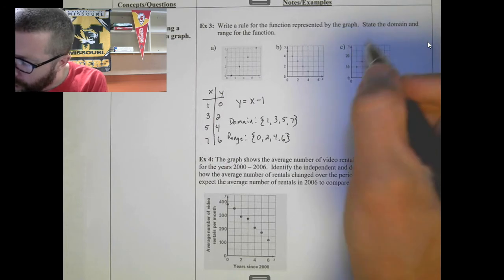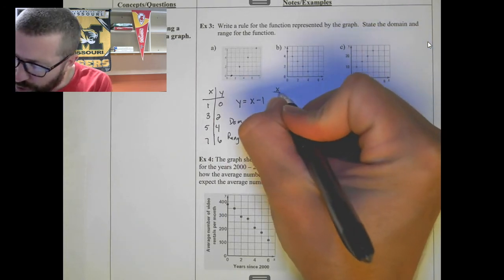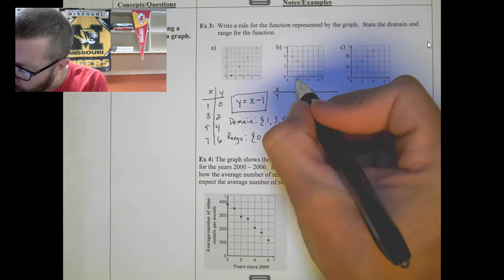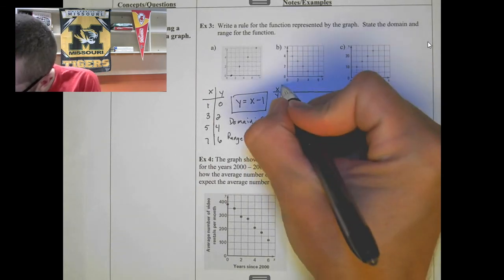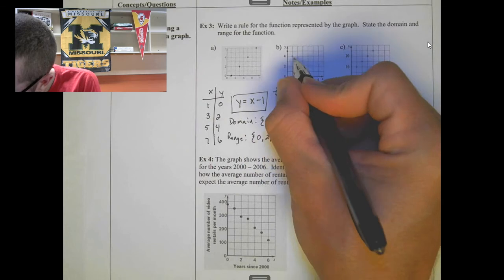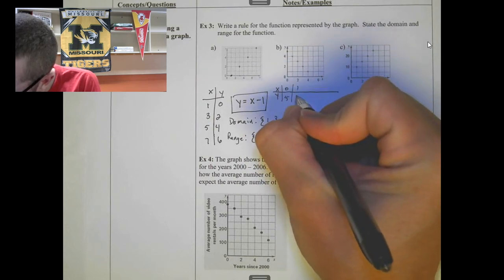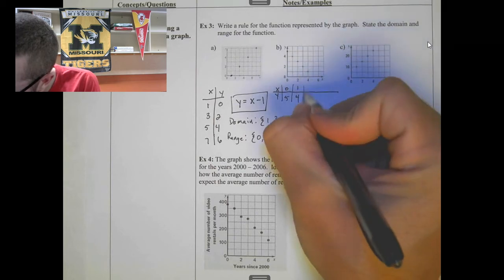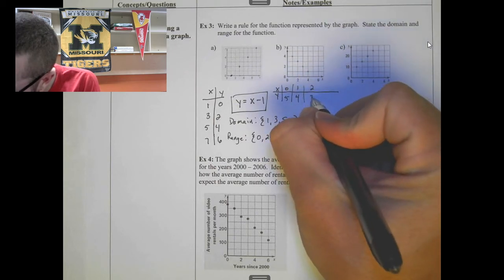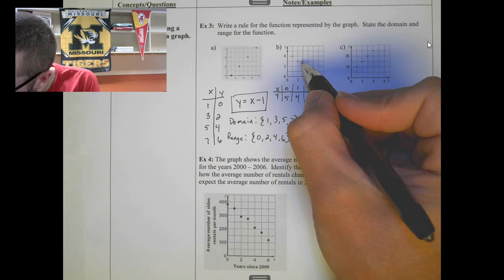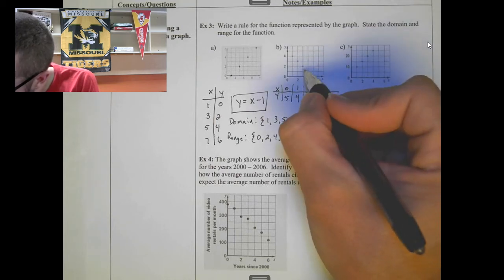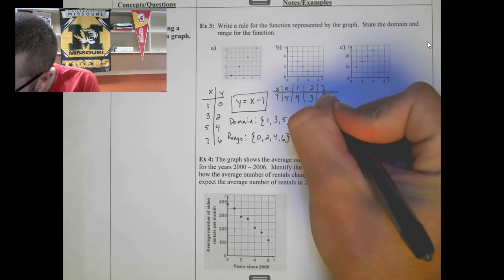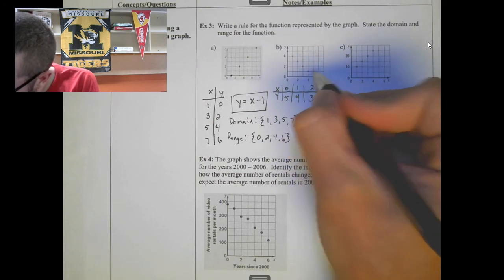Okay, on this next one, I'm going to list these horizontally. Let's go ahead and box that in. So we have 0, 5, and then 1, 4, and then 2, 3, and then let's see, 3, 2, and 4, 1.